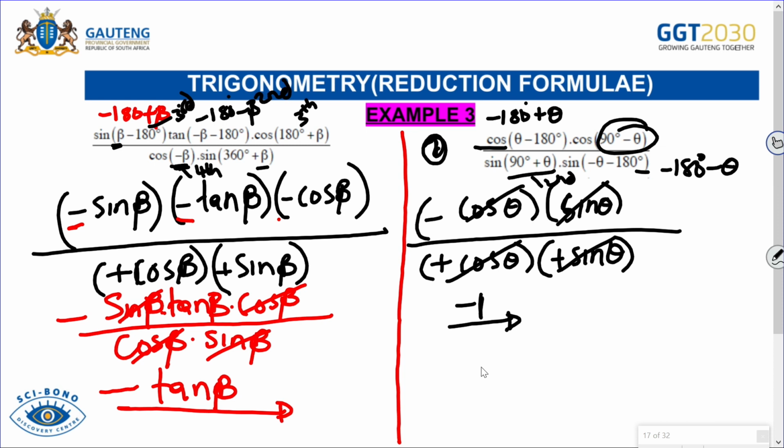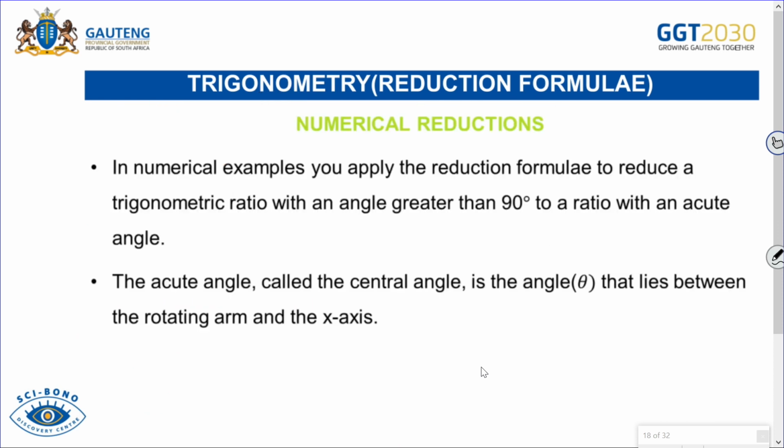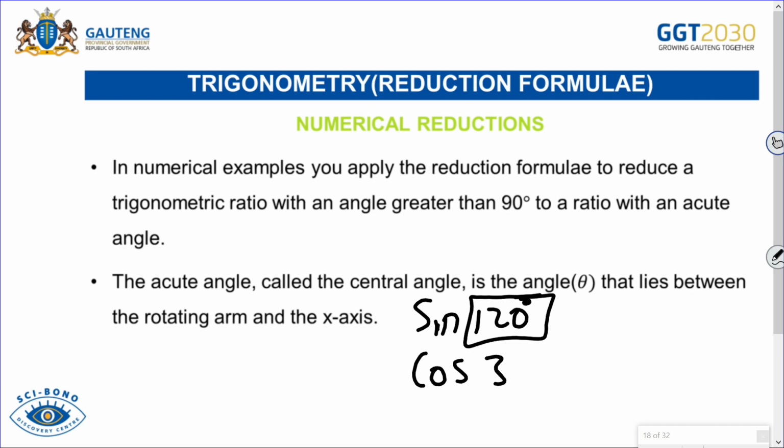Okay, let's move along. Numerical reductions. So let's look at the numerical reductions. What if now you are given sine of 120? So if now there's a number here, how do you reduce that number? How do you reduce your cos of 380 degrees? How do you reduce such a number?